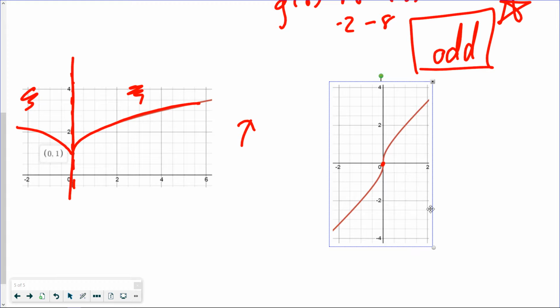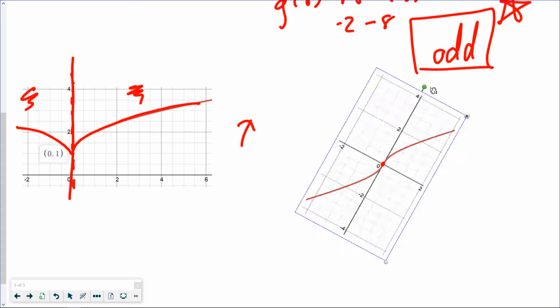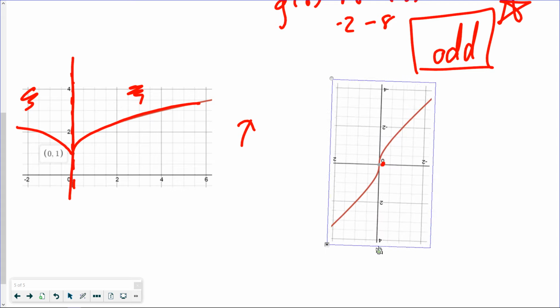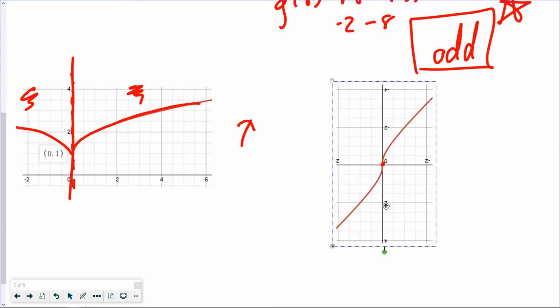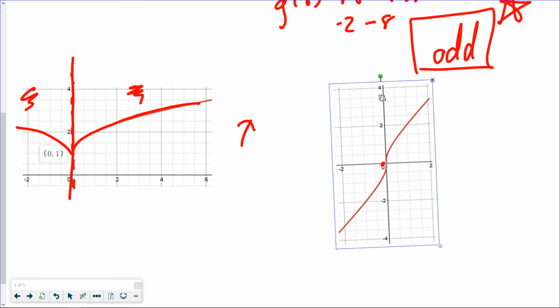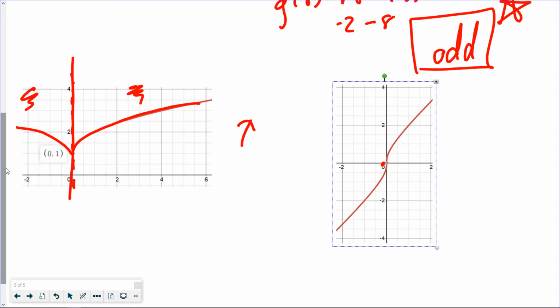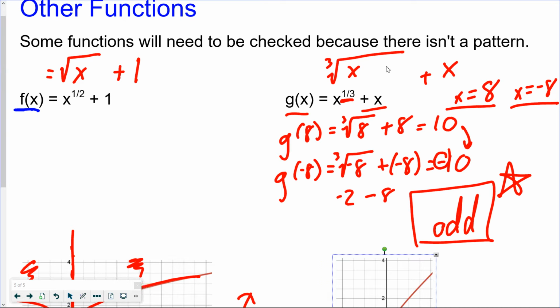So it looks pretty odd. It meets all the odd requirements. When we tested our point up here, it did odd stuff. So it looks like an odd function to us. I'm confident saying that's odd. So there we go. There's your notes.